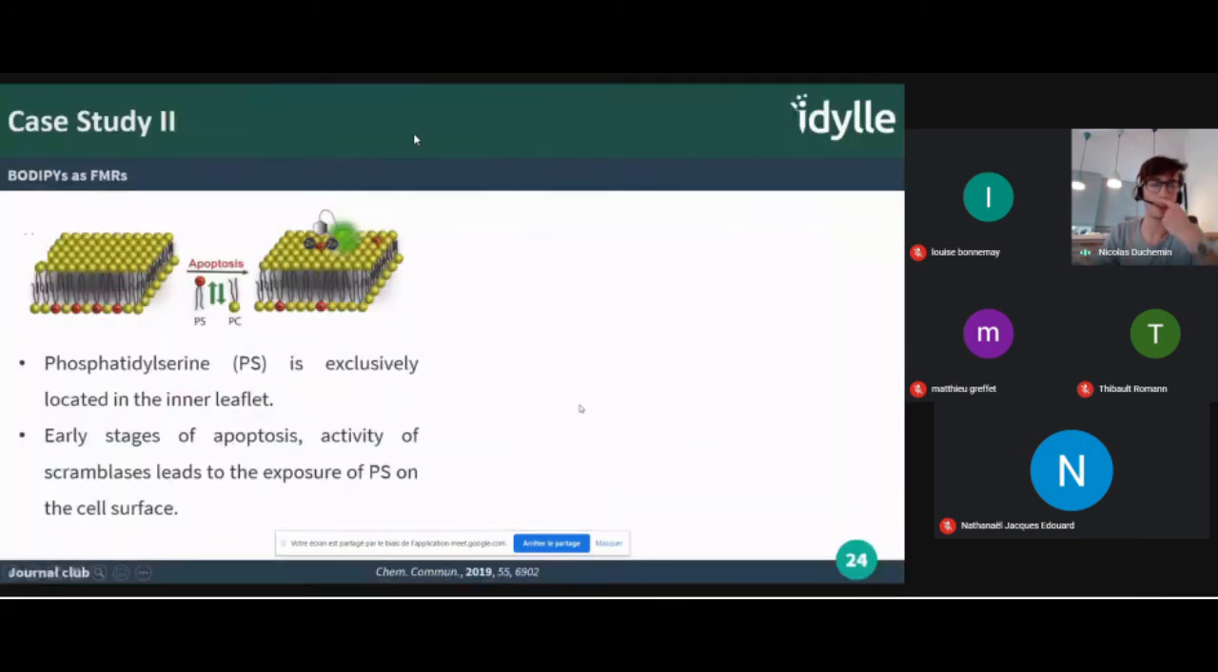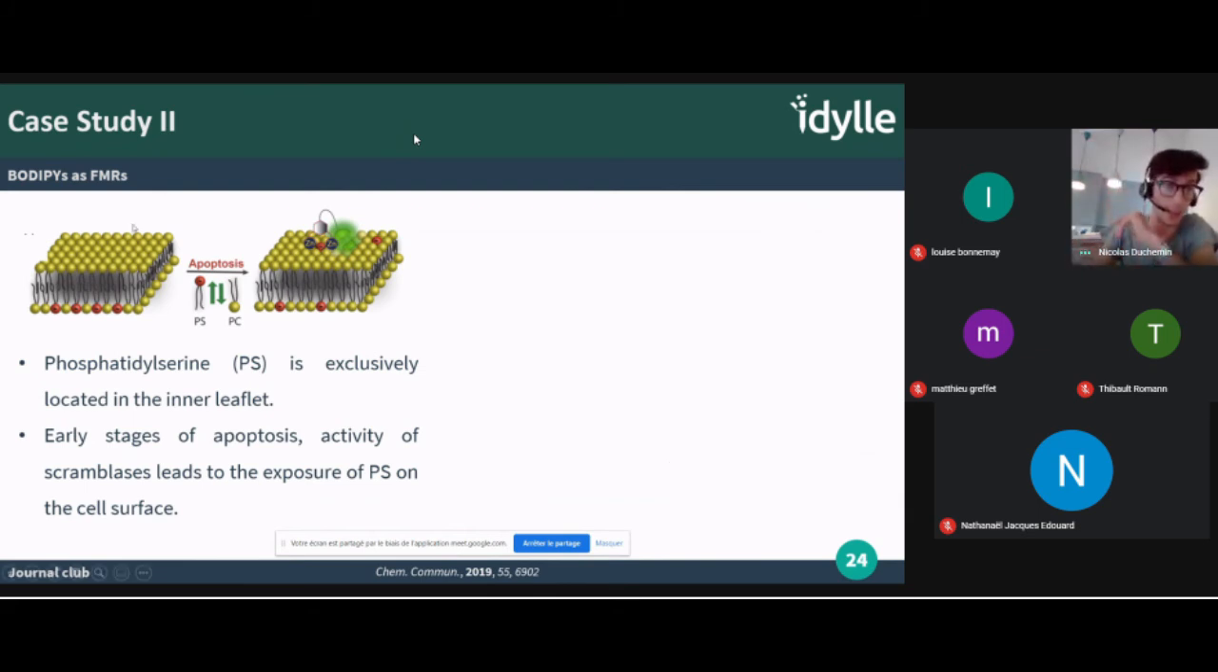Okay, very good. So this study by Klymchenko and Collot is based on the design of a fluorescent molecular rotor that can bind phosphatidylserine, which is normally exclusively located in the inner leaflet of the bilipid layer, so the cell membrane.